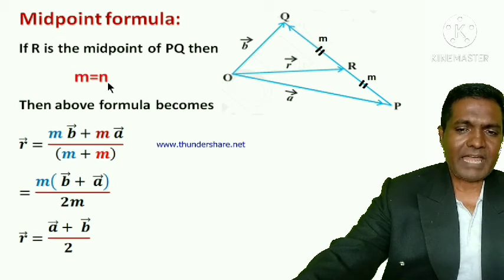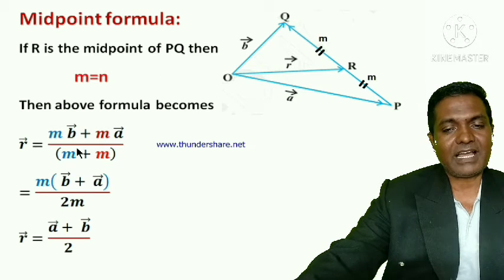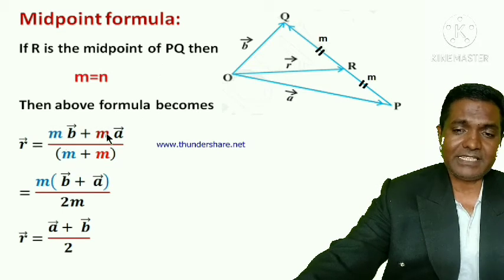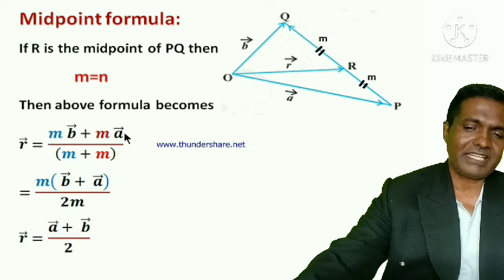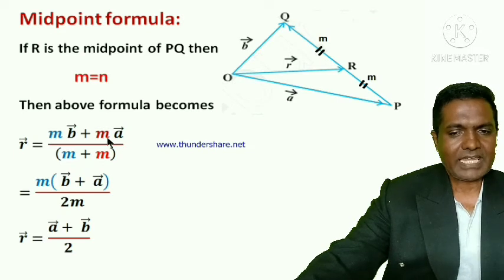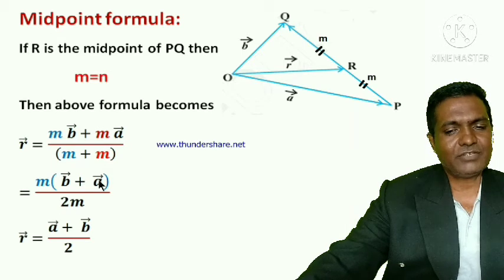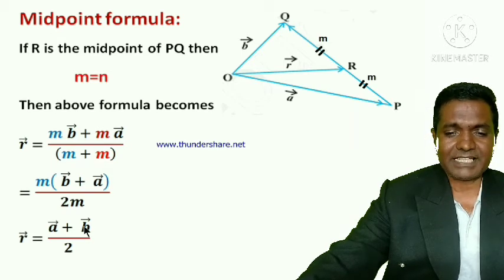So if you put m is equal to n in the previous formula, you will get m vector b plus n vector. Instead of n, you write again m vector a. So from these two you can take m common, you are left with vector b plus vector a, and m plus m is 2m, and m cancels, you will be left with vector a plus vector b.